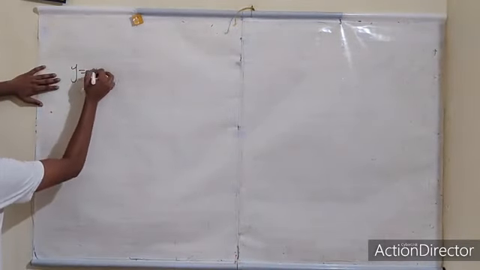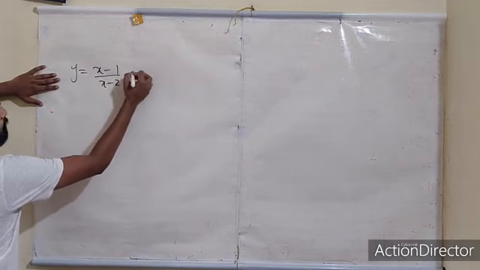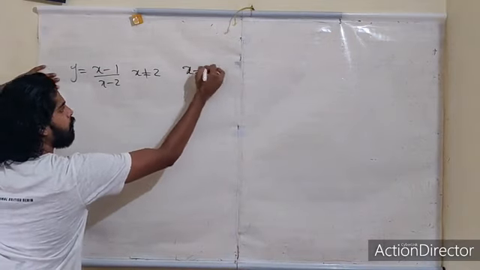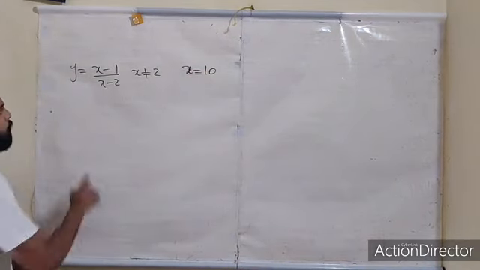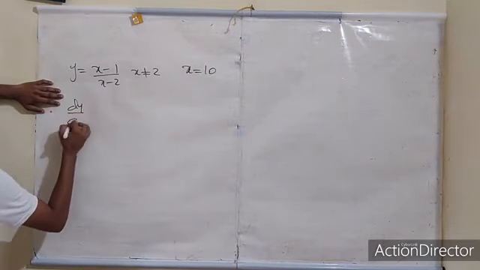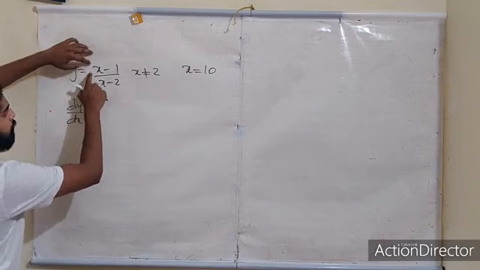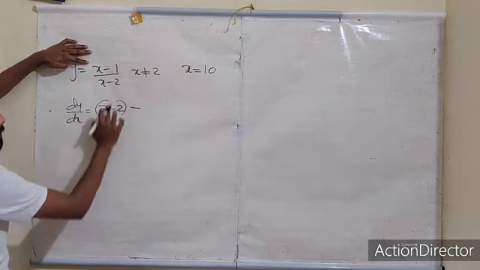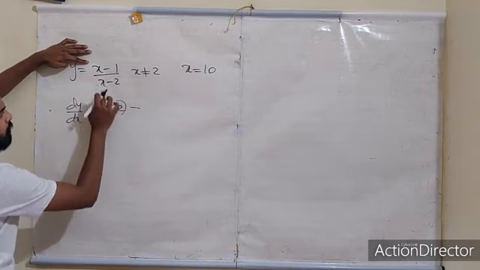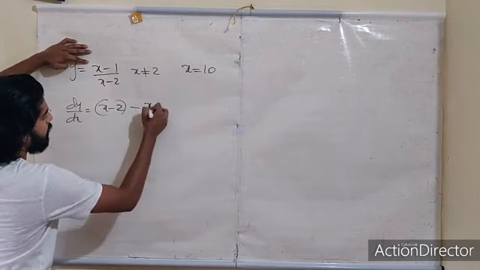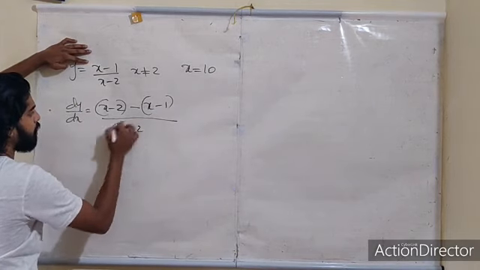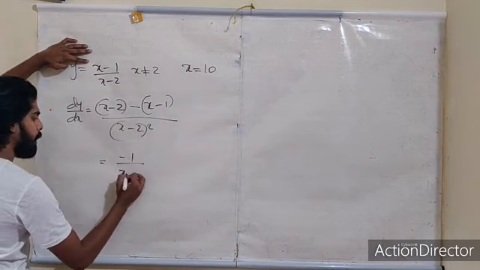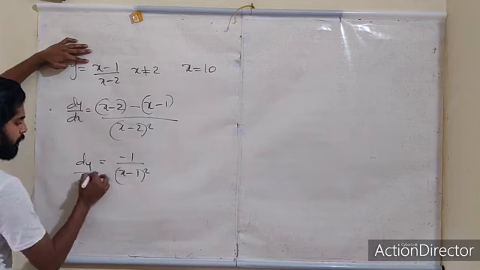The equation of the curve is given, y equal to (x minus 1) by (x minus 2), x is not equal to 2. This is the condition because it makes the denominator 0. You have to find the slope of the tangent at x equal to 10. First you differentiate this. dy by dx, you have to use the quotient rule. So the derivative of x minus 1, which is 1, into x minus 2, minus the derivative of x minus 2, which is 1, into x minus 1, divided by (x minus 2) whole square. The x and x cancel, giving minus 2 plus 1, so dy by dx equals minus 1 by (x minus 2) whole square.